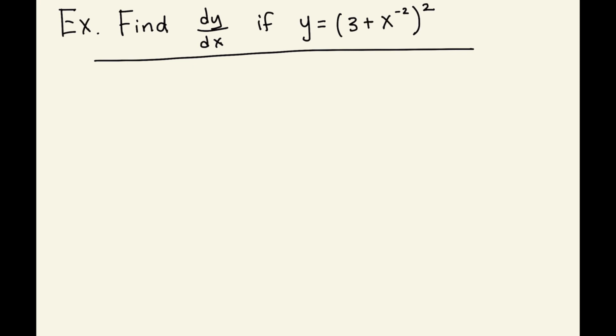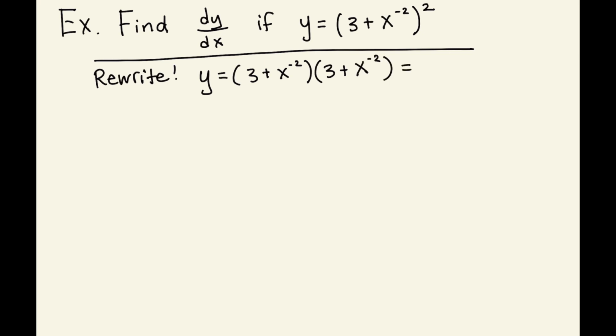When I first look at it, it doesn't really look like anything that I can attack with the quick rules that we just learned. However, the trick is that you can rewrite this function. I can rewrite this as (3 plus x to the negative 2 power) squared. I can write this as the product of two binomials, and then I can use FOIL to expand this. So I end up with 9.